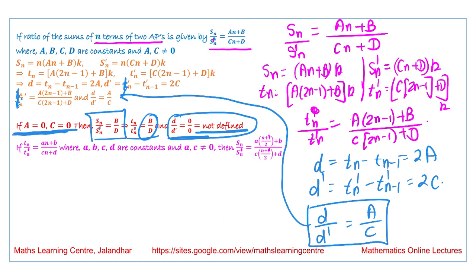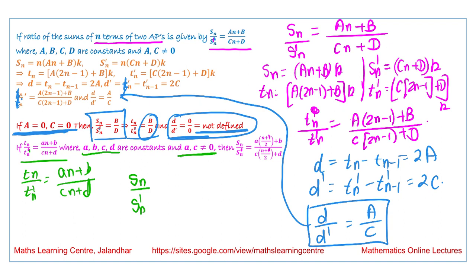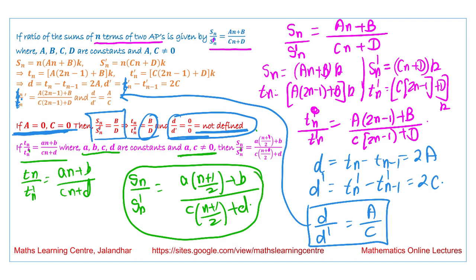Next is, if Tn by Tn dash is equal to (an plus b) divided by (cn plus d), where a, b, c, d are constants and a and c are not equal to 0, then the converse is that the ratio of Sn to Sn dash is given by the formula (a into (n plus 1) by 2 plus b) divided by (c into (n plus 1) by 2 plus d). So this is the formula we have if the ratio of the terms is given and we have to calculate the ratio of the sums.